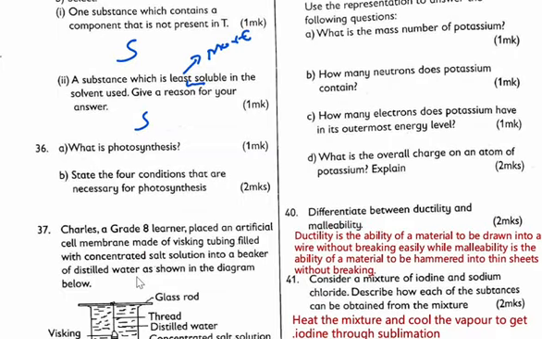Part 6. What is photosynthesis? 1 mark. I'm going to say it, because this space is limited. Photosynthesis is the process by which plants manufacture their own food. Very simple. You get that 1 mark. State 4 conditions that are necessary for photosynthesis.